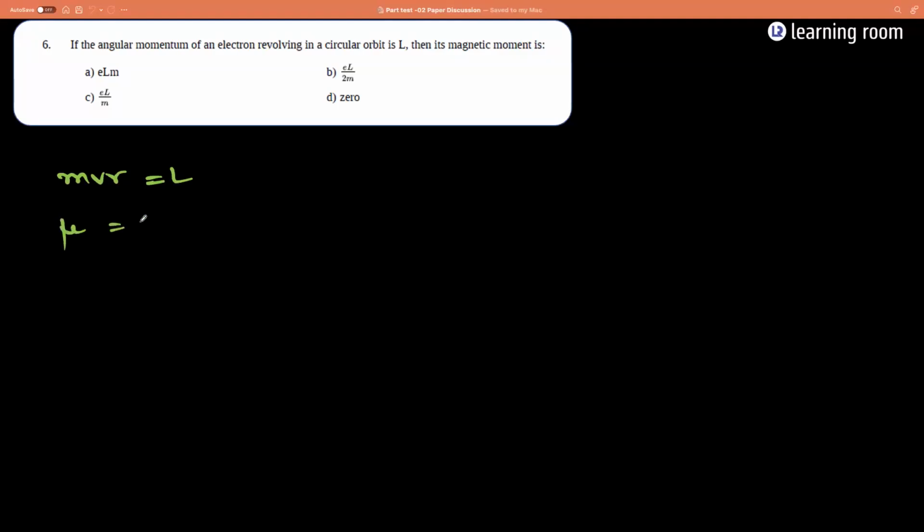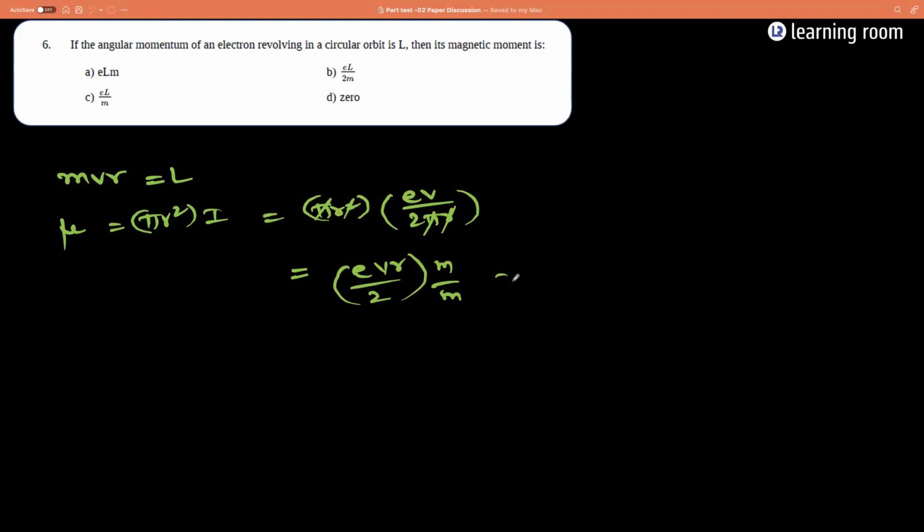Magnetic dipole moment. So what is the magnetic dipole moment? It is going to be pi r squared into I. So A into I. So in place of I, what can I write? Pi r squared into charge divided by time taken. So e into v divided by 2 pi r. Am I right? So pi and pi cancel. So it is ev divided by 2. evr divided by 2, multiply and divide with m. So you will get e into mvr divided by 2m, which will be e into L divided by 2m.